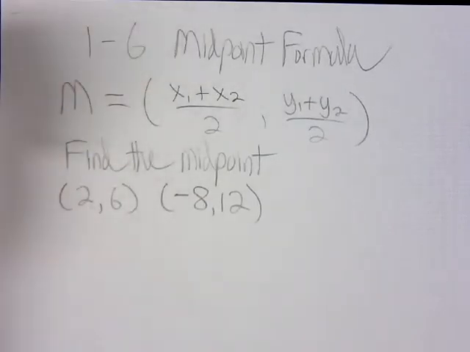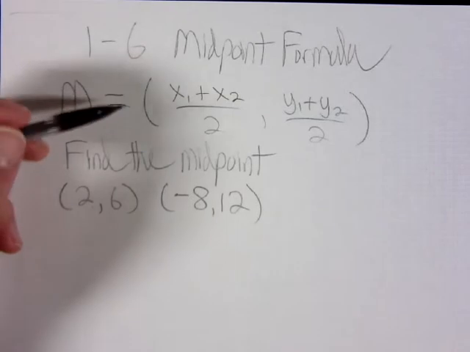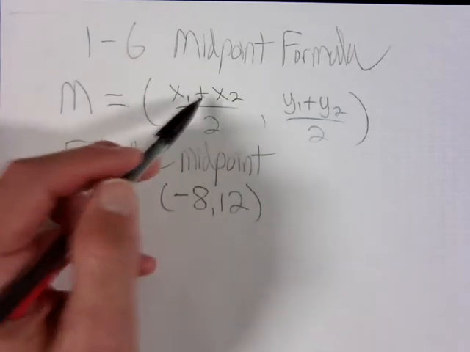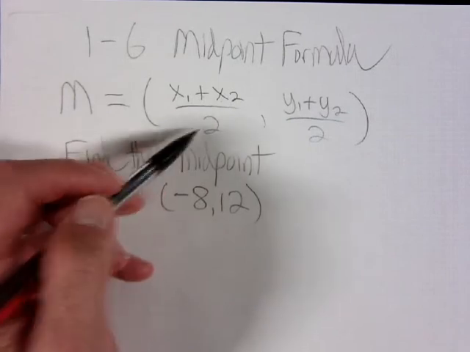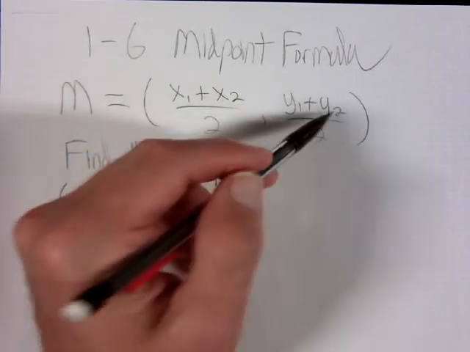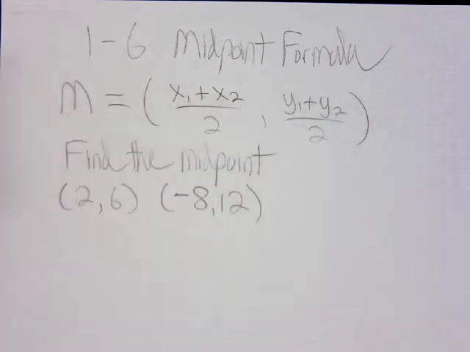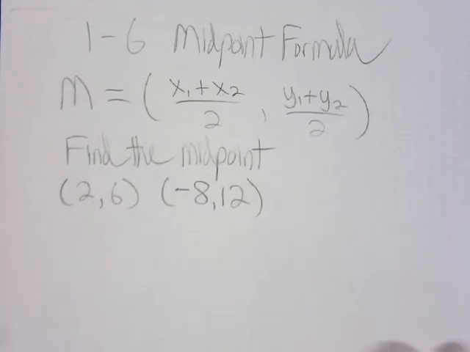If you have 2 points that are given to you, then you take the x coordinates of each point, add them together, divide by 2. That's the x coordinate of the midpoint. You take the y coordinates, add those together, divide by 2, and then that is your y coordinate of the midpoint. So you can tell where the coordinates are of the midpoint on the graph by utilizing this formula.